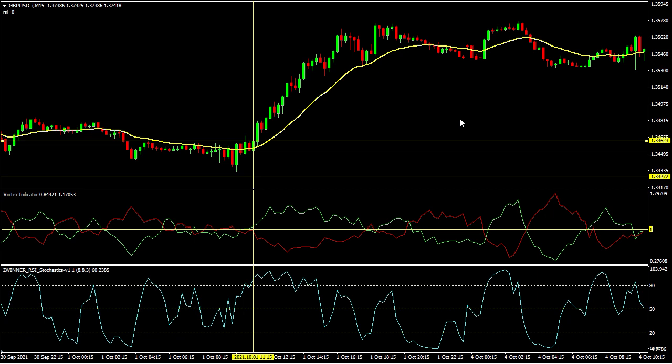This is what I have devised, how to trade the vector indicator.